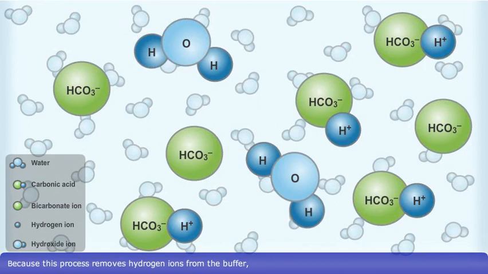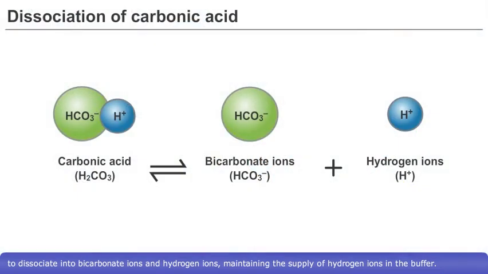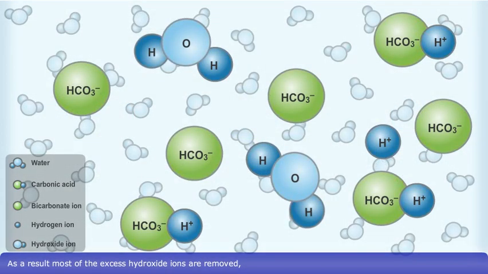Because this process removes hydrogen ions from the buffer, the equilibrium between the components of the buffer shifts. This causes additional molecules of carbonic acid in the buffer to dissociate into bicarbonate ions and hydrogen ions, maintaining the supply of hydrogen ions in the buffer. As a result, most of the excess hydroxide ions are removed, and the pH of the solution only increases by a small amount.